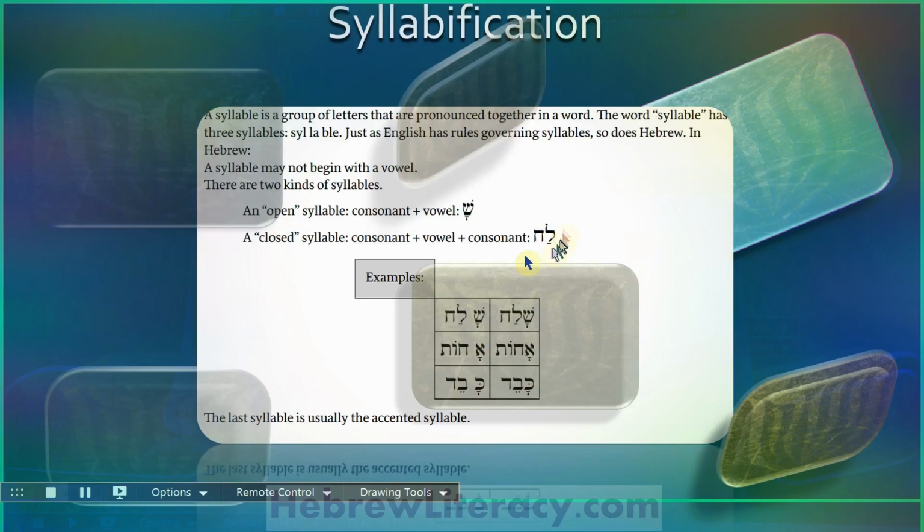Lach. So let's take our word then. Here's the example. Shalach, we break it up like this: sha and lach. It's 2 syllables. The first syllable is open because it ends in a vowel sound. The second syllable is closed because it ends in a consonant. Lach. That's also why we have that short vowel there. Another example: achot, sister. Ah and chot.